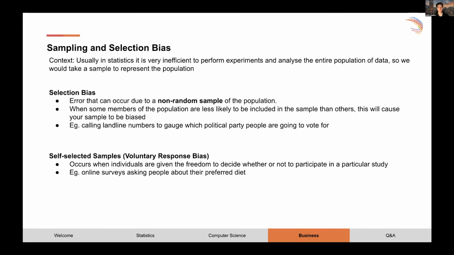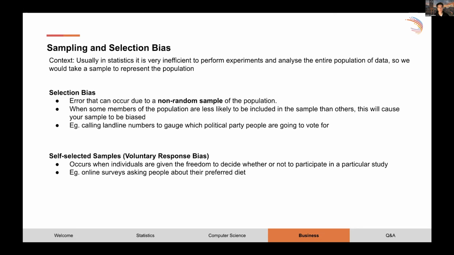For context, usually in stats in general and in experiments, it's really inefficient to perform experiments and analyze the entire population. In fact, some would argue it's impossible because we can't analyze the entire population, even for a census. Some people might argue that the entire population encompasses all people in the future and in the past. It's a bit broad, but I've definitely heard some business lecturers argue that. So in this case, we actually want to take a sample that represents the population. And in this case, there can be some biases that arise from this.